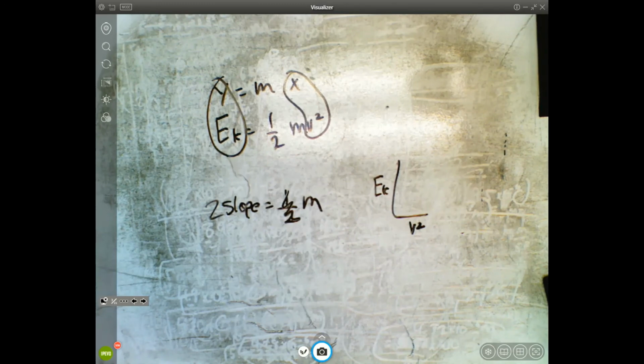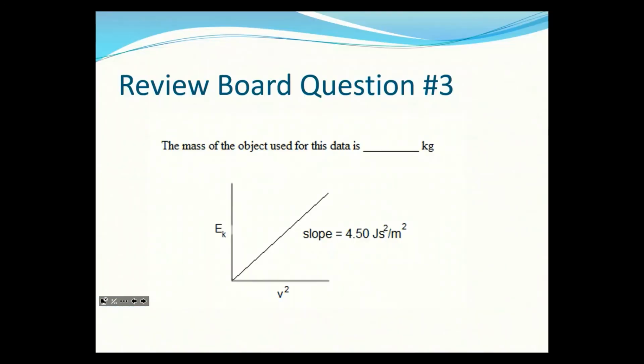2 times 4.5 would be 9 kilograms as our answer. 9.00, however many digits it asked. And I would ask for digits in a numeric response question.